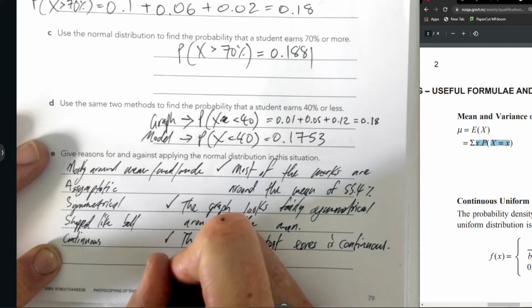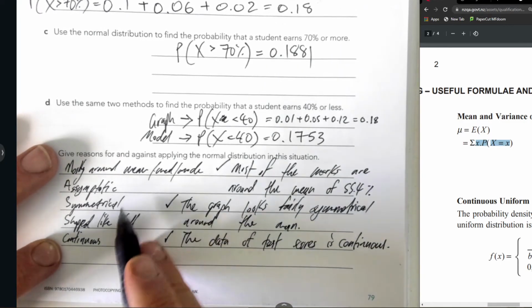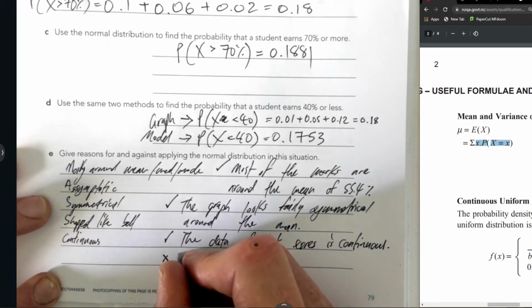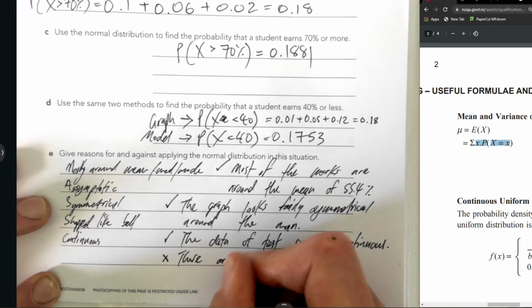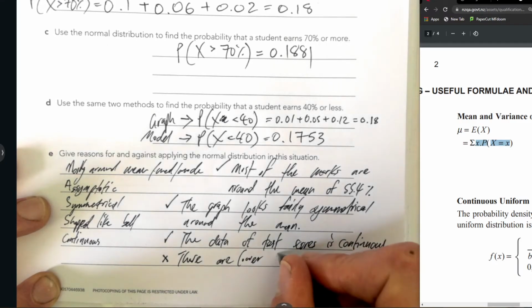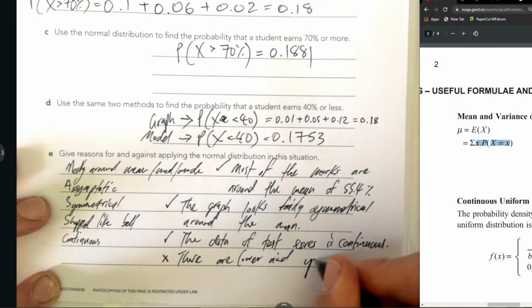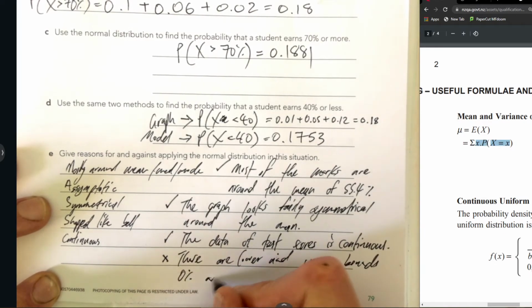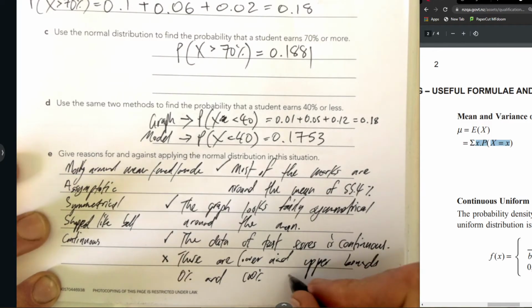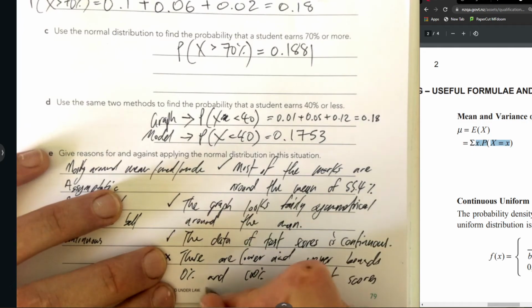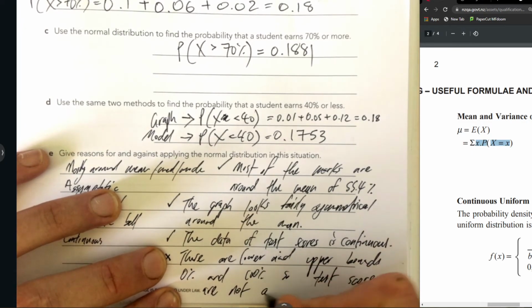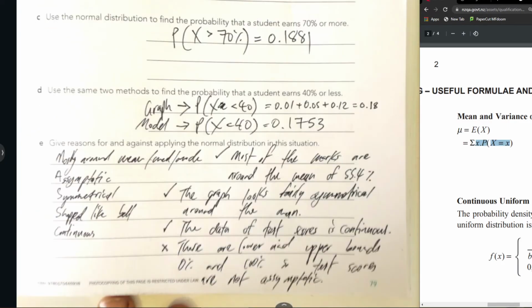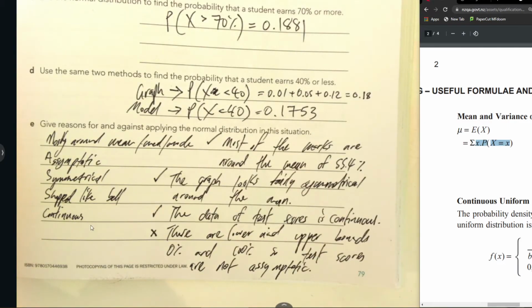And then let's do an against. I want something that's an against. There are lower and upper bounds, 0% and 100%. So test scores are not asymptotic. There you go. Okay, spent too long on that.